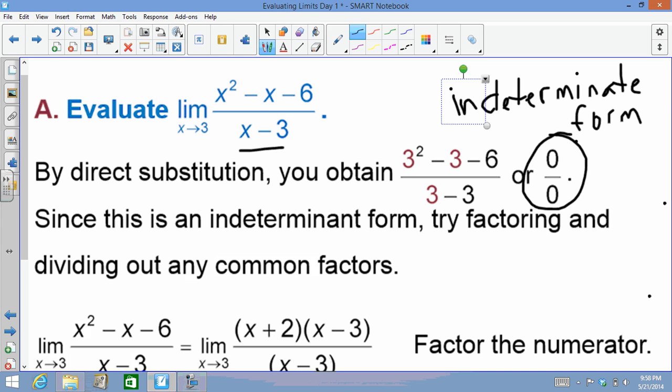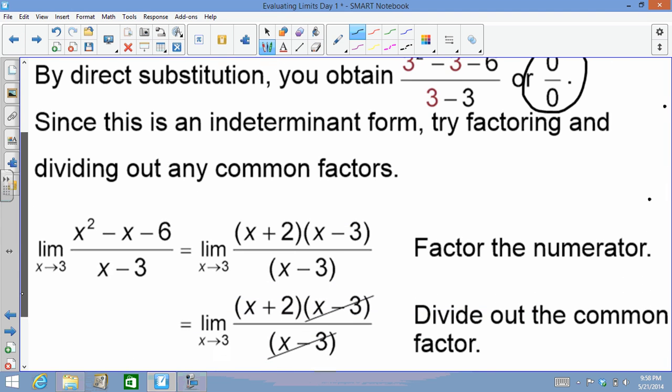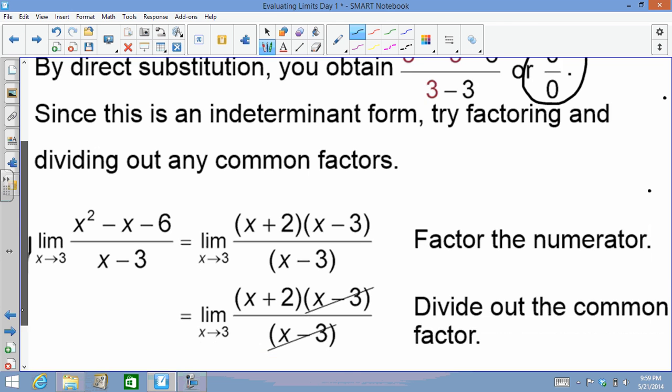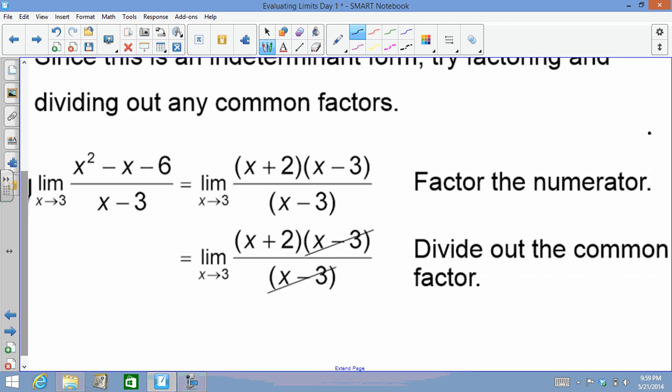So what we're going to do is, hey, why don't we try factoring? That's exactly what we're going to try. We're going to factor the numerator. If I factor the numerator, I get x plus 2 over x minus 3. Hey, look at that. When I do that, and this is usually what happens, I notice that I have x minus 3 over x minus 3, and those cancel out. I'm just left with x minus 2. Since I'm left with just x minus 2, I can do my direct substitution. So when I do my direct substitution, I get 3 plus 2. That tells me my limit is 5.